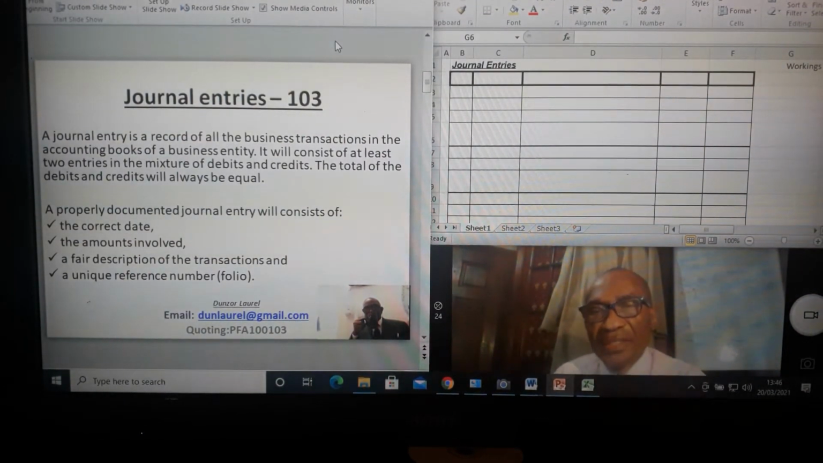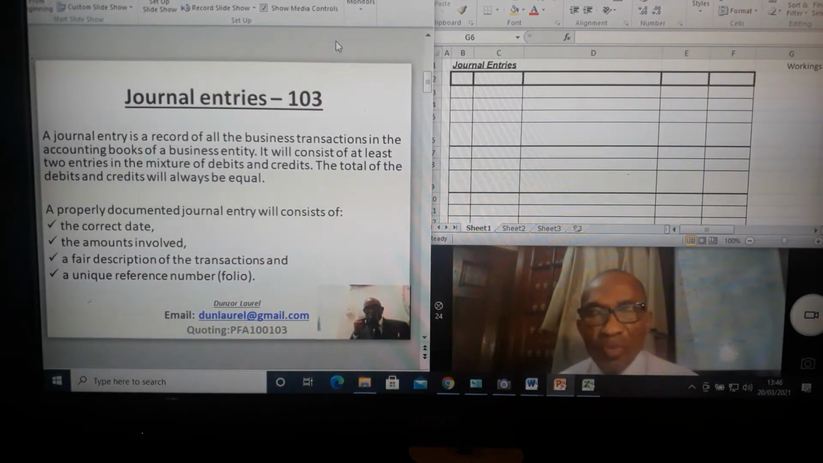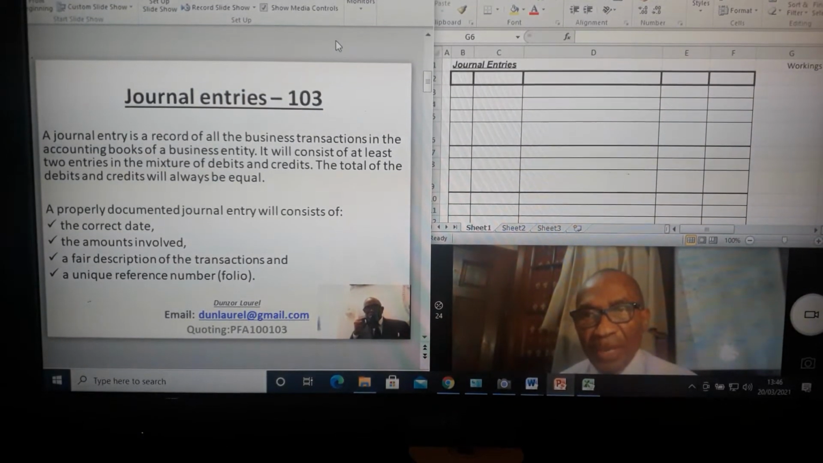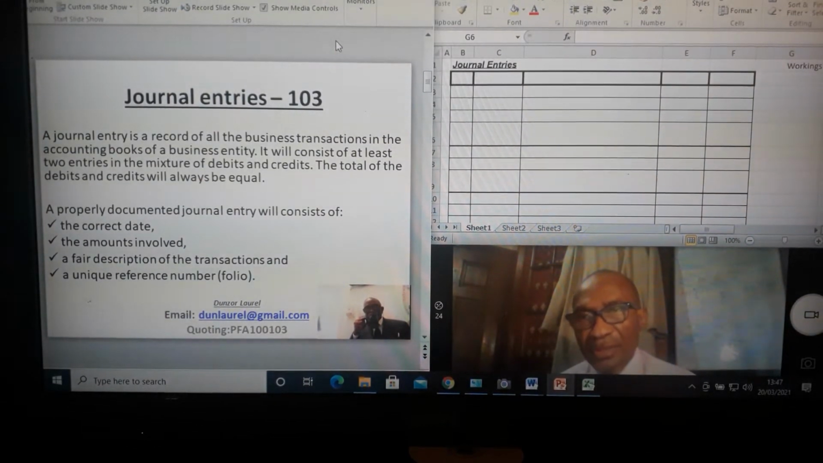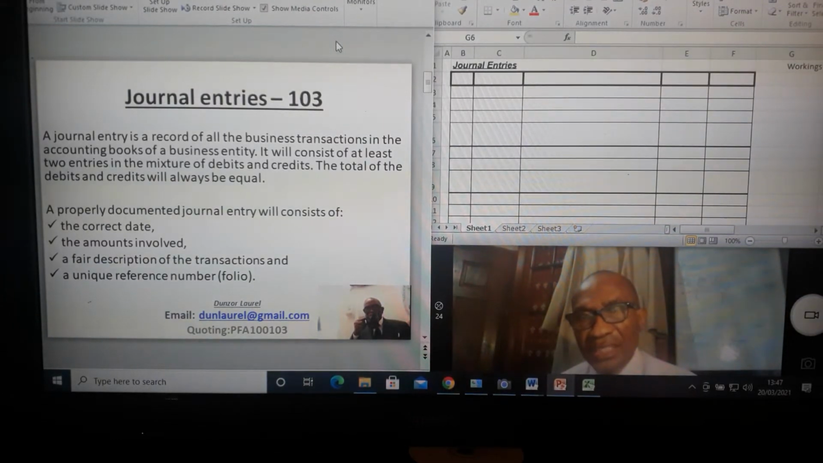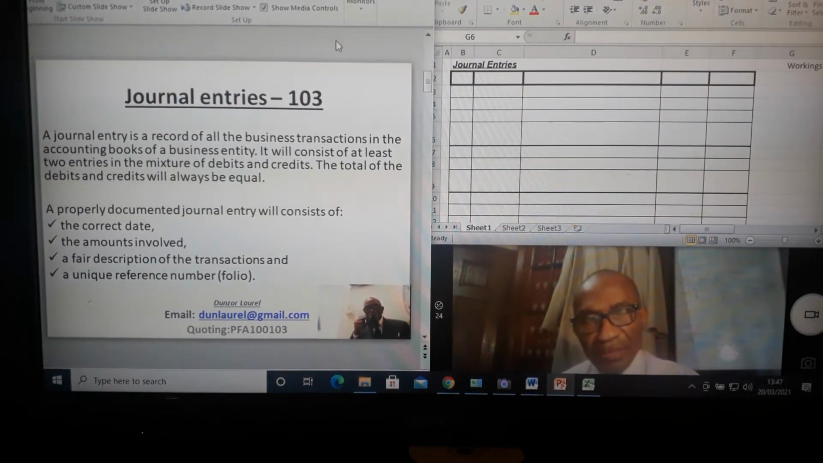Today's journal entry. What do we mean by journal entry? This is a document that shows all the accounts that are relevant to a particular transaction, showing which is to be debited and which is to be credited. A journal entry will contain at least 2 accounts. But in certain circumstances, for instance, where there's a VAT implication in a particular transaction, it will contain the VAT account, making it more than 2 accounts to deal with.